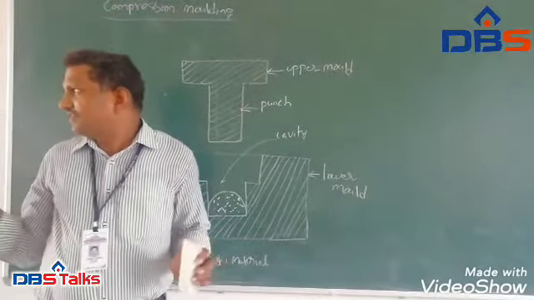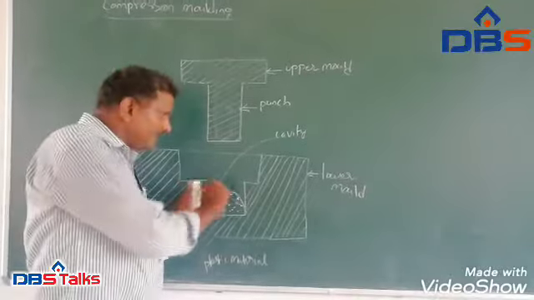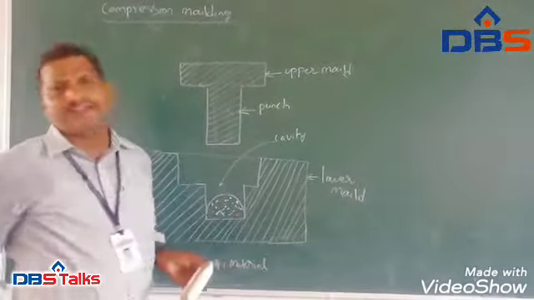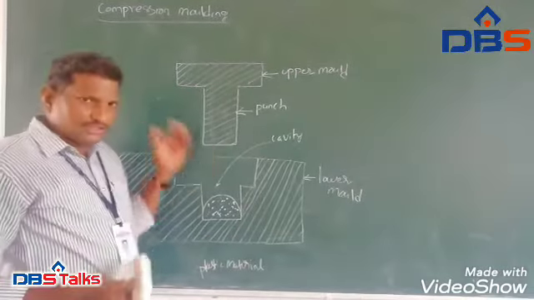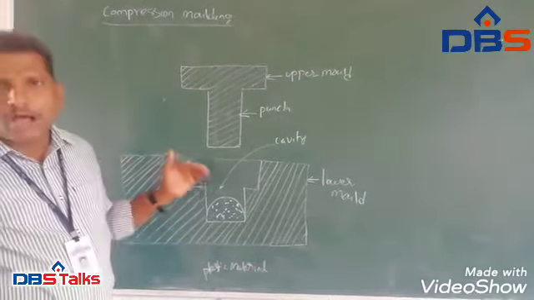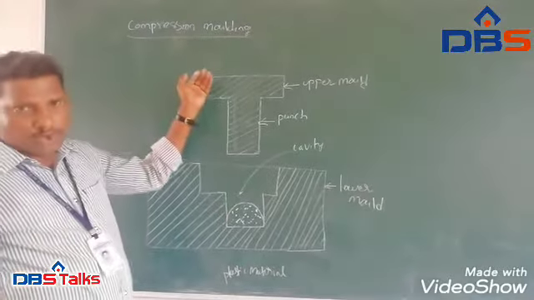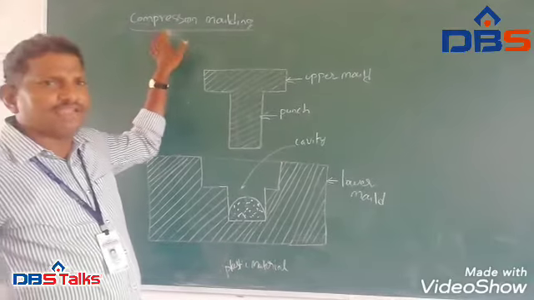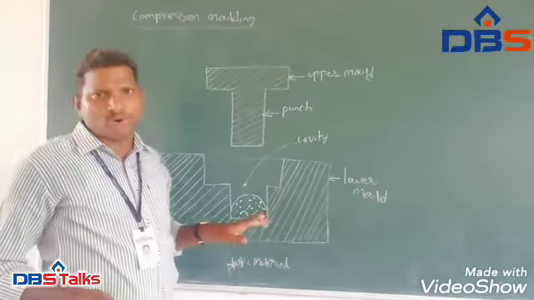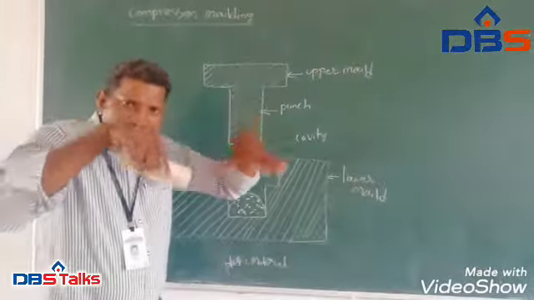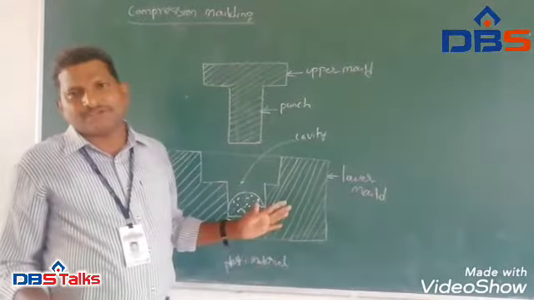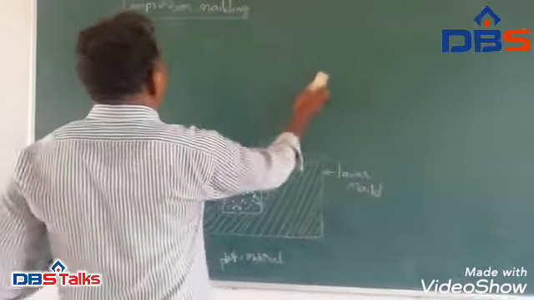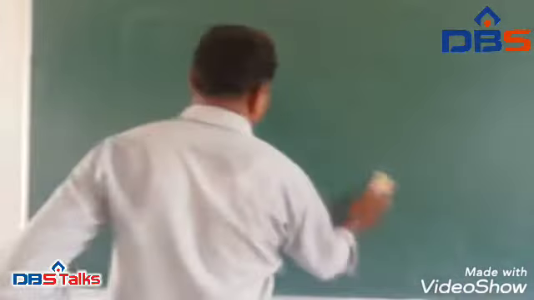After perfect solidification, these two molds will be removed and the produced good will be taken out. In this way we will produce objects by using compression molding. By seeing the name itself, we can say this is compression molding, because the upper part is compressing the plastic and producing the goods. And next one, transfer molding.